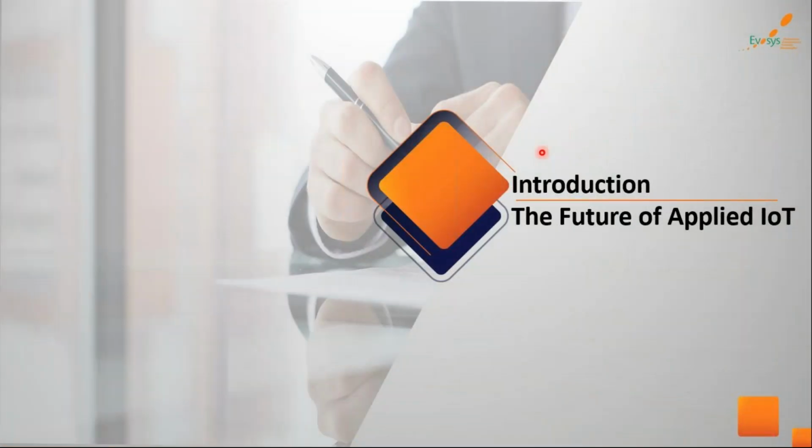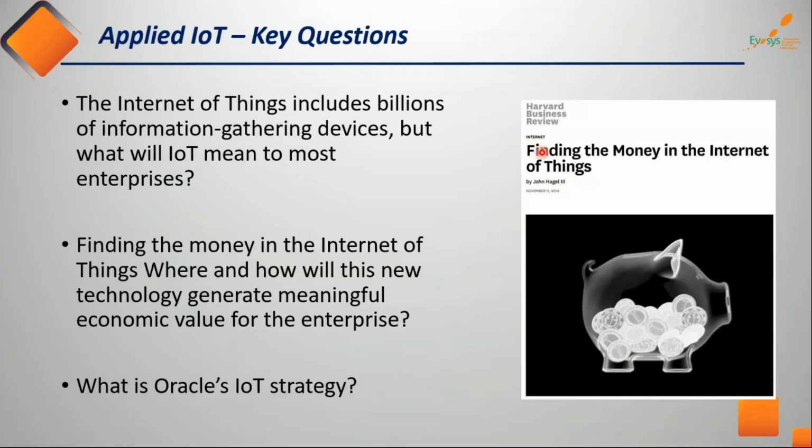Okay, let's jump into applied IoT. Now, the key question most enterprise organizations have is, there are billions of pieces of information gathered by devices, but what does this data mean to an enterprise organization? How can they utilize this data meaningfully? And where is the money in it? How will this new technology generate meaningful economic value for enterprise organizations? Because IoT is a heavy investment for any organization, how do they realize the monetary benefits of it? And what is the IoT strategy for that?